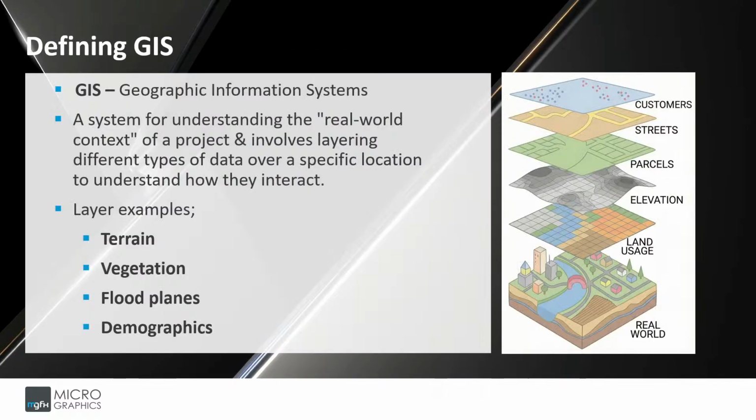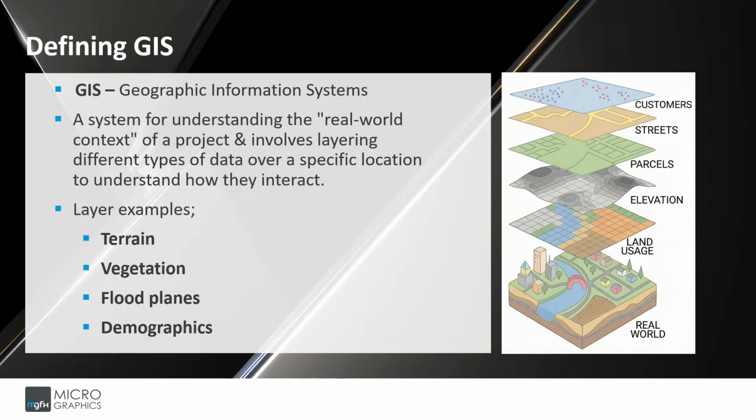Okay, so defining GIS. GIS stands for Geographic Information System. In the context of the sources, GIS is also described as a system for understanding the real world context of a project. It involves layering different types of data over a specific location to understand how they interact. Instead of looking at a flat drawing, GIS allows you to see the physical traits, which can be defined as the terrain, the slopes, and the elevation.